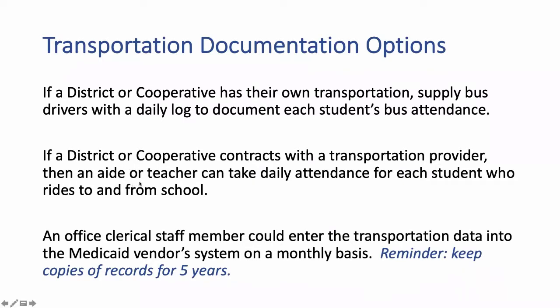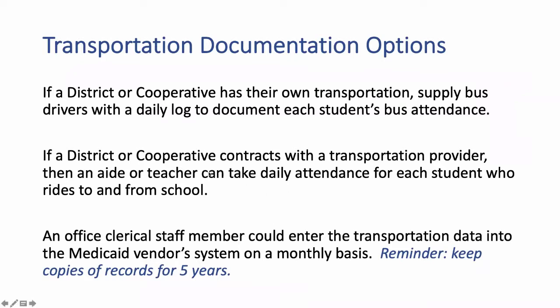but then you could consider having an aide or teacher take the daily attendance for each student who rides to and from school. Generally, if there's a special education route on a separate bus, that bus comes to the school, and usually a team of people, teachers and classroom aides, will come out, get the students from the bus, and make sure everybody gets escorted back to the school safely. So that's a natural opportunity that districts and cooperatives could use to capture that transportation data.